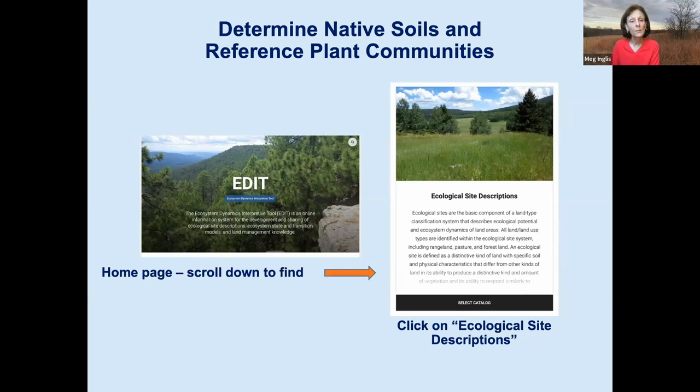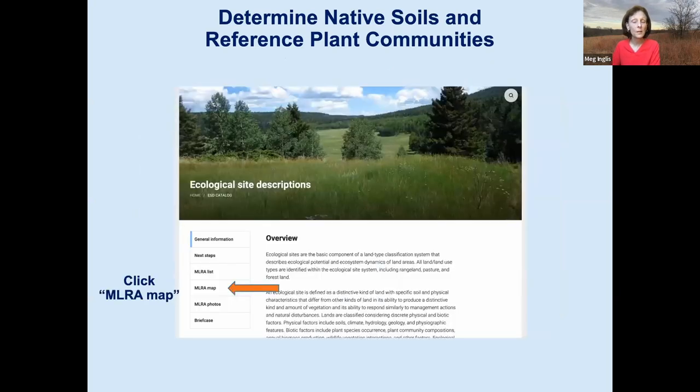So when you reach that home page, you want to scroll down and you'll see on the left-hand side something that says ecological site descriptions, and you would want to click on that in order to continue on. Here's the landing page for the ecological site descriptions. And on the left-hand side, you'll see these tabs right here. These are all active tabs that you can click on to get more information. The general information is just an overview, basically. Next steps reminds you of what you need to do in order to get through this program, and then further on. But what we're going to do is look at the MLRA map, first of all.